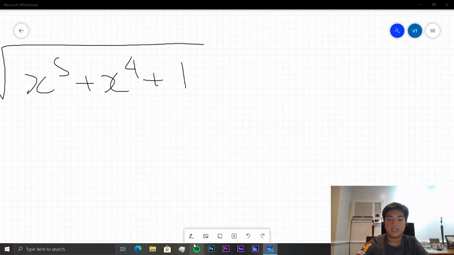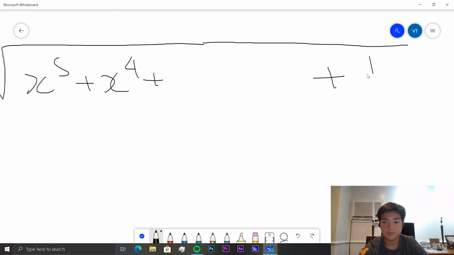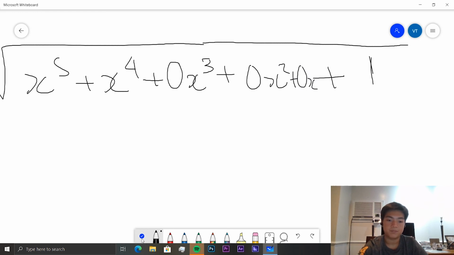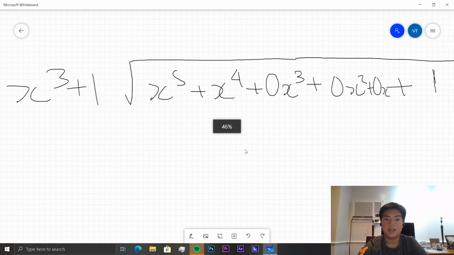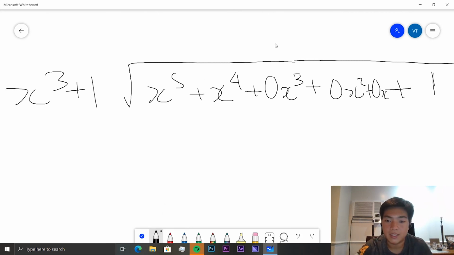Okay, well actually let's add some spaces, because this will be a longer problem than you might expect it to be. Because we need to remember this is equivalent to also plus 0x cubed plus 0x squared plus 0x plus 1. Okay, so how many times does x cubed go into x to the 5? It goes in x squared times.